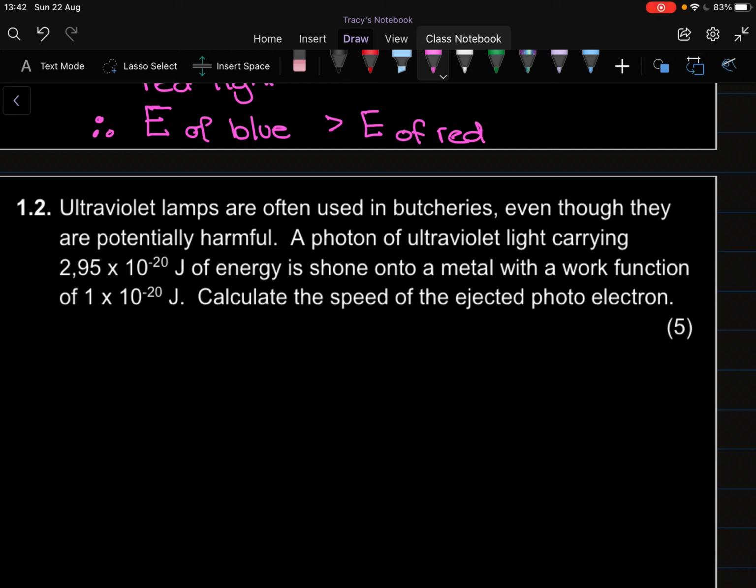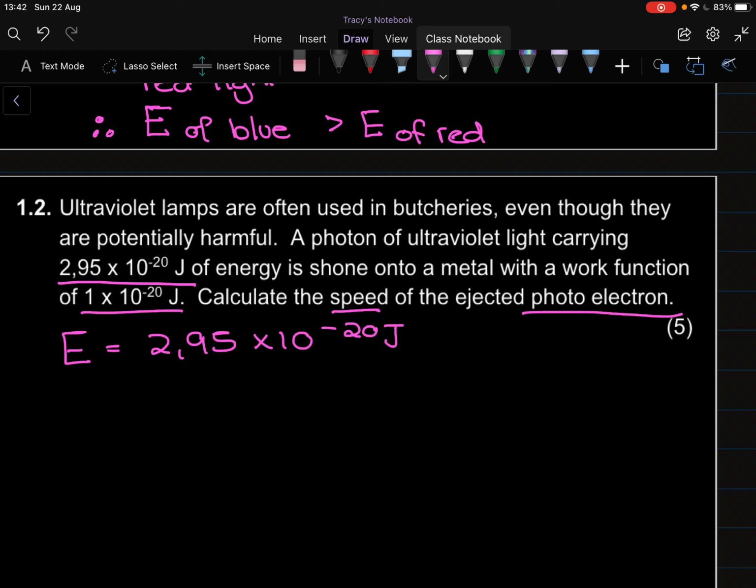A photon of ultraviolet light carrying 2,95 times 10 to the minus 20 joules of energy is shone onto a metal with a work function of 1 times 10 to the minus 20. They want the speed of the ejected photoelectron. So what are they telling you? They're telling you that E is 2,95 times 10 to the minus 20 joules. They then tell you that the work function WO is 1 times 10 to the minus 20 joules.